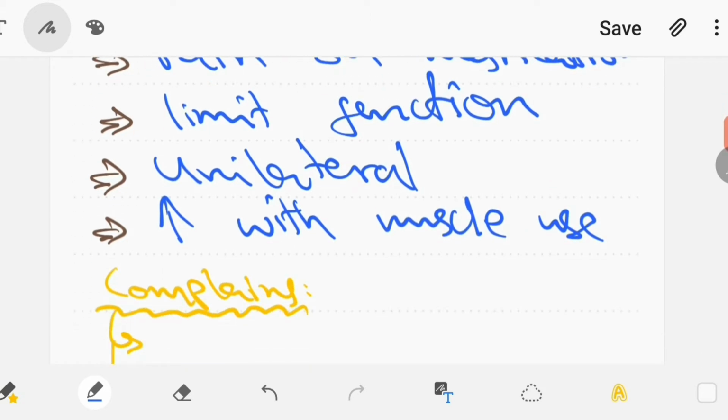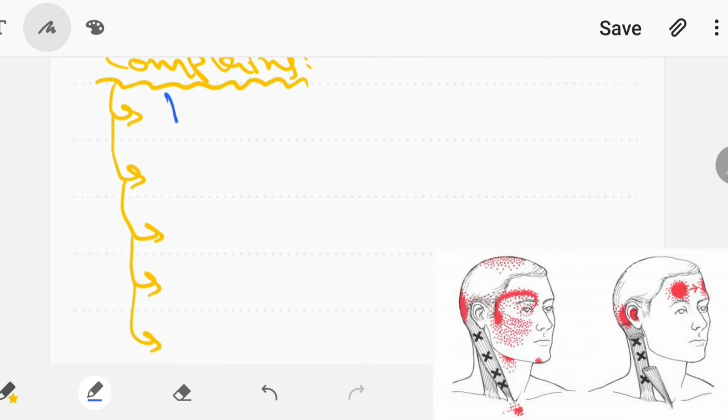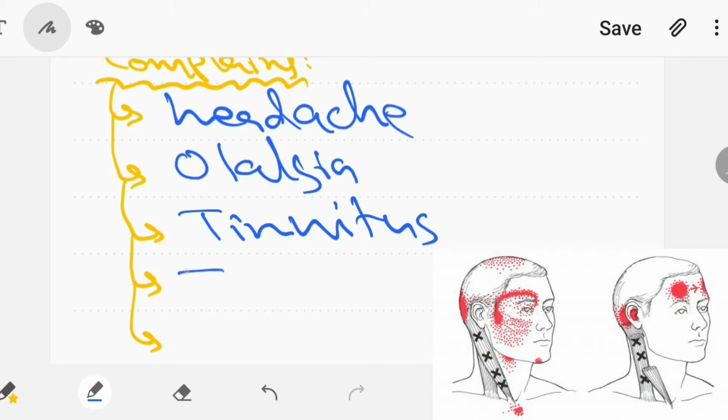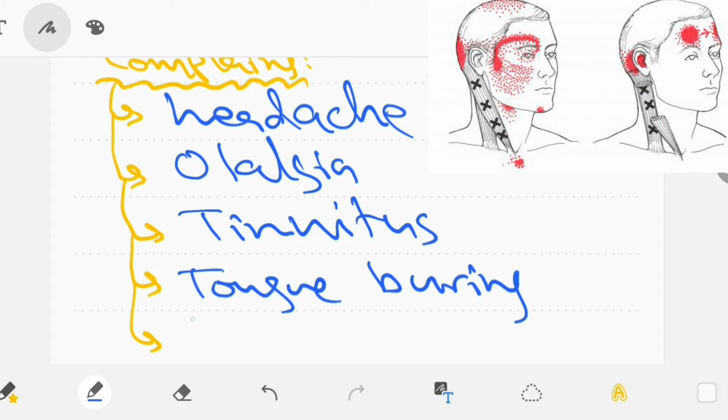So the patients of myofacial pain disorders have following complaints, which are mostly associated with referred pain, such as headache, otalgia, tinnitus, tongue burning, and sometimes decreased hearing.